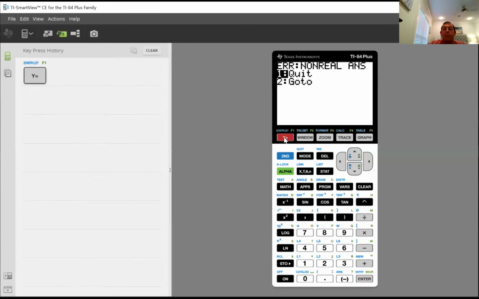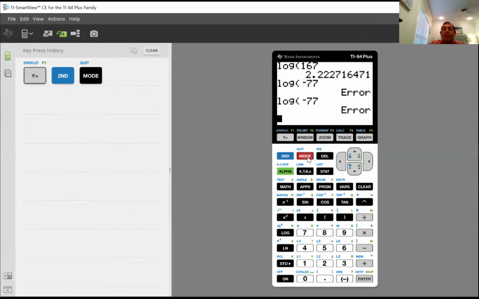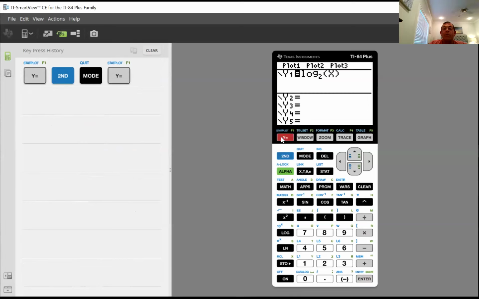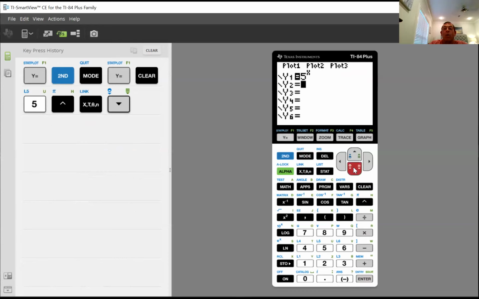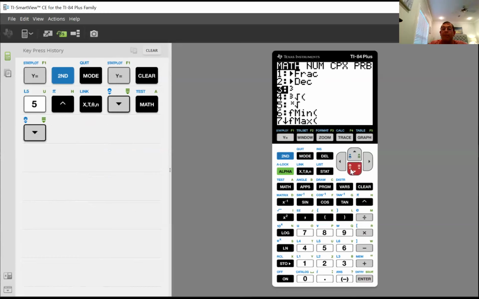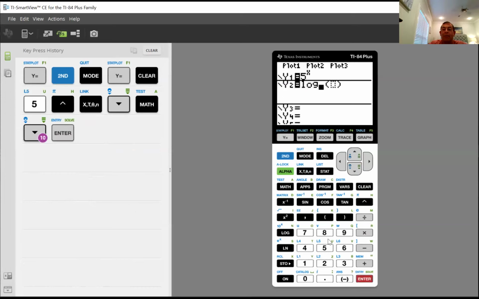All right, I'm going to go to y equals. Whoops, I got to quit that first. All right, so I'm going to go to y equals. I'm going to put 5 to the x. So 5 exponent x. Then I'm going to go down to y2 and put log base 5. So I'm going to hit math. Go get my log base. Since it had a 5 there. Enter on that. So log base 5. Arrow right. Put in your x.